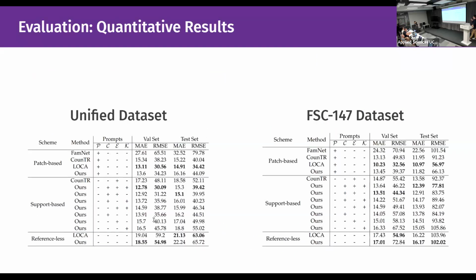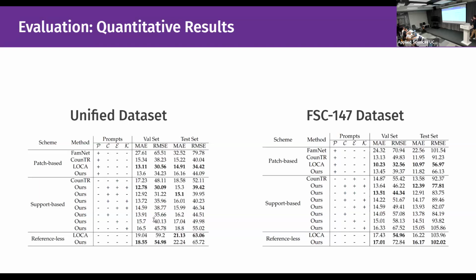Okay, so here are the quantitative results. I need to mention that during training, the prompts are generated dynamically, and the prompt types are selected randomly for each batch. And for evaluation, we test each prompt combination separately. So we compare our model against state-of-the-art methods. Basically, two state-of-the-art methods: CounTR, the counting transformer, and LOCA. FamNet here is the first model that was used for the few-shot counting task.